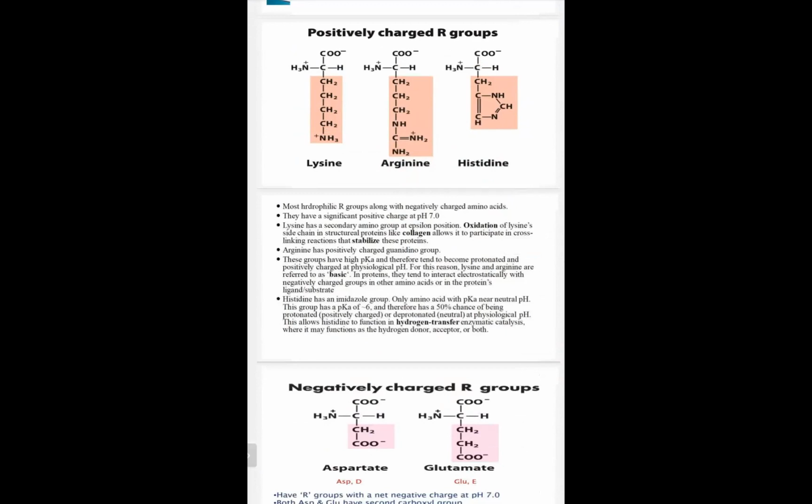Next, positively charged R groups. Positively charged R group amino acids are lysine, arginine, and histidine. These are also helpful for stabilizing the proteinaceous structures. These are referred to as basic amino acids, right? Basic amino acids.